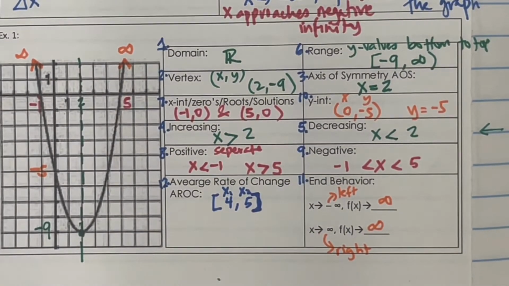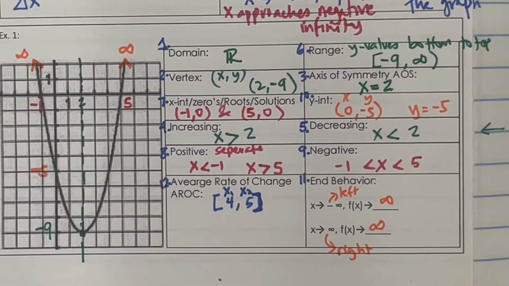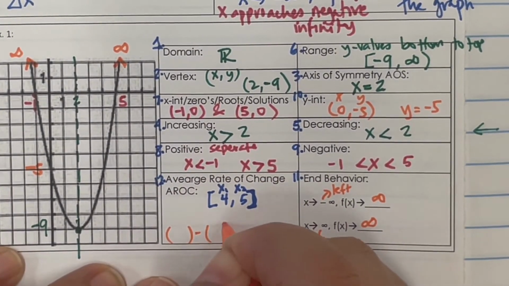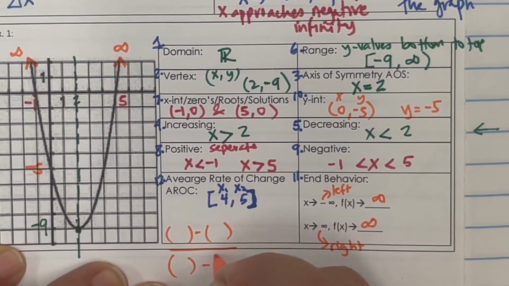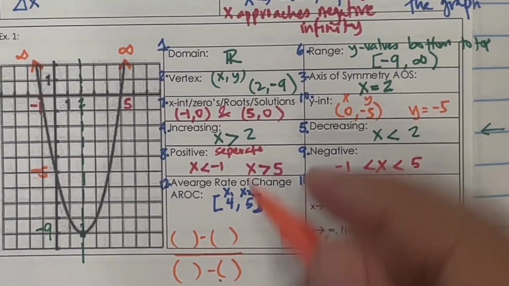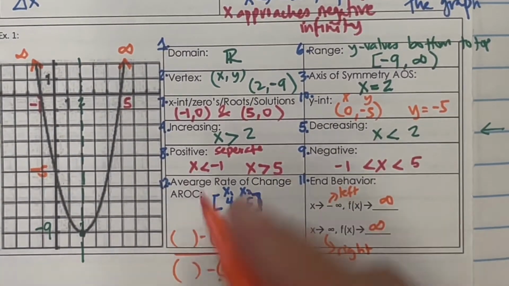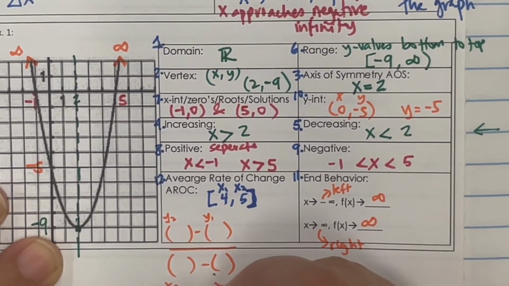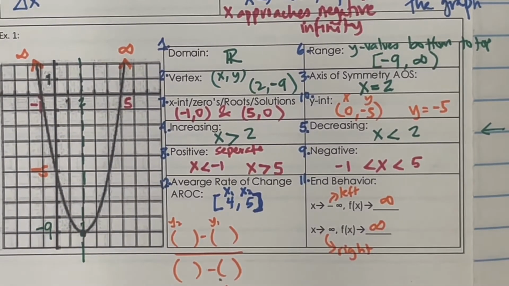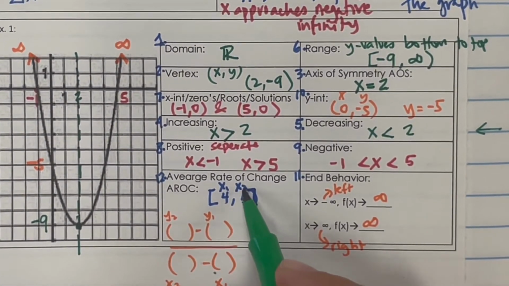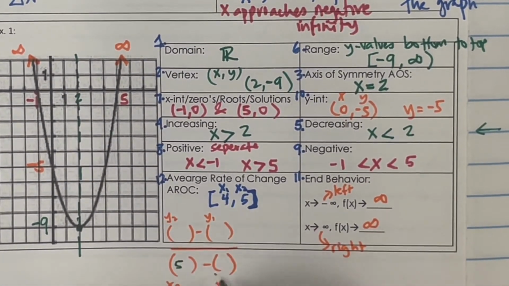Okay. Then finally, average rate of change is just slope within a given interval. So let's go ahead and write out our slope form that we usually write out. So parentheses minus parentheses over parentheses minus parentheses. All right, now I have my x values. Okay, so remember this is y2 minus y1 over x2 minus x1. I have my x values, but I need to find out what my y values are. So my x values, I'm going to go ahead and put them in, 5 for x2 and 4 for x1.